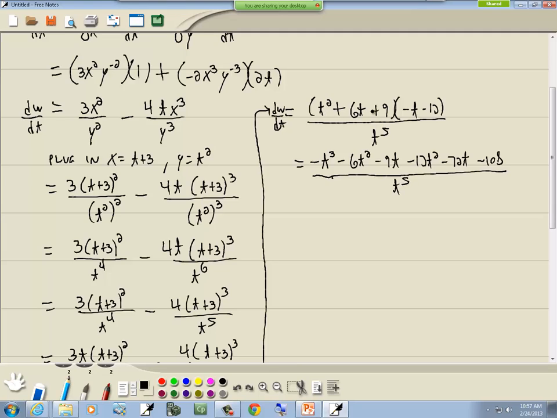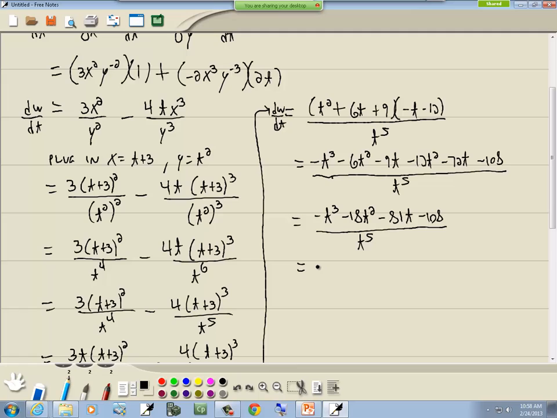Negative t, okay, negative 12t squared minus 72t. Okay. Which gives us negative t to the third, minus 6t squared minus 12t squared is minus 18t squared. Negative 9t and negative 72t is negative 81t. Minus 108 over t to the fifth.